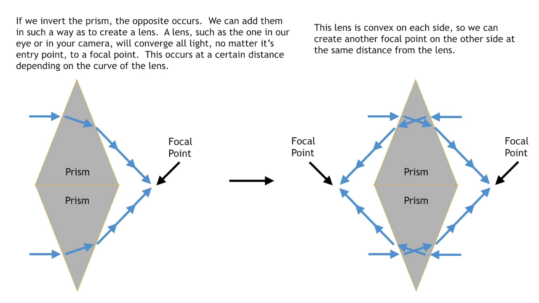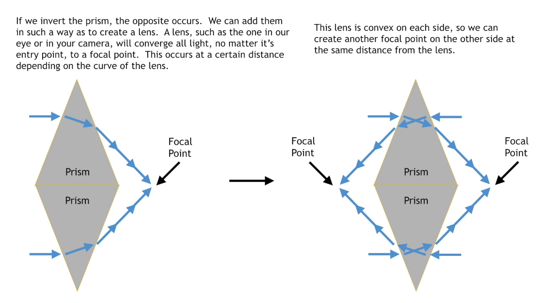So a lens such as the one in your eye or in your camera will converge all light, no matter its entry point, to a focal point. So essentially, if you have the same amount of thick sludge, and since light is traveling at the same rate through the lens system equally, top and bottom, the light will converge at the same point on either side of the lens. If you shine it through one way, it converges to a focal point in front, and if you shine it through the other way, it converges to the focal point in the back.